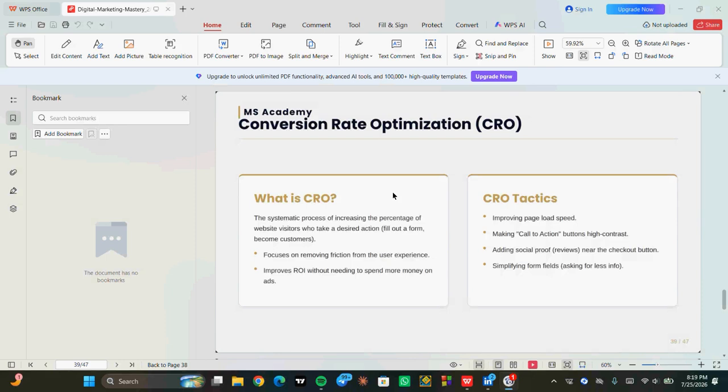Improving payload speed. This is ensuring pages open quickly without preventing visitors from leaving out of frustration. Imagine you want to buy data, but you were not allowed to buy data on your bank. If you can't buy data on your bank, you have to go to the MTN website to buy your data.